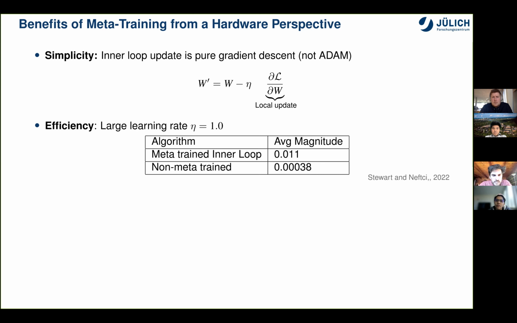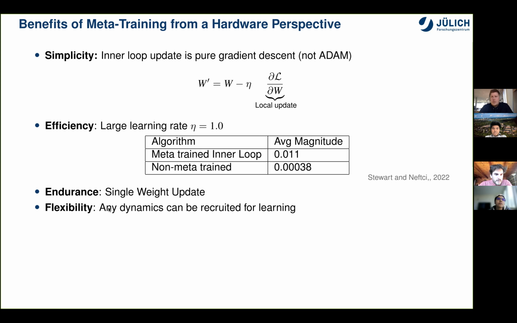And in fact, we do observe this in our approach. Endurance as well, of course: if you're doing few-shot learning, you just need one update step, so it's really robust to that. It's very flexible also in the sense that any dynamics can actually be recruited for learning. It doesn't have to be just synaptic learning; you can really use any dynamics in the network. And it's also naturally privacy preserving, because at deployment, when you're learning a new task, all that data can remain local. It doesn't need to go to your computer. It doesn't need to be shared there.